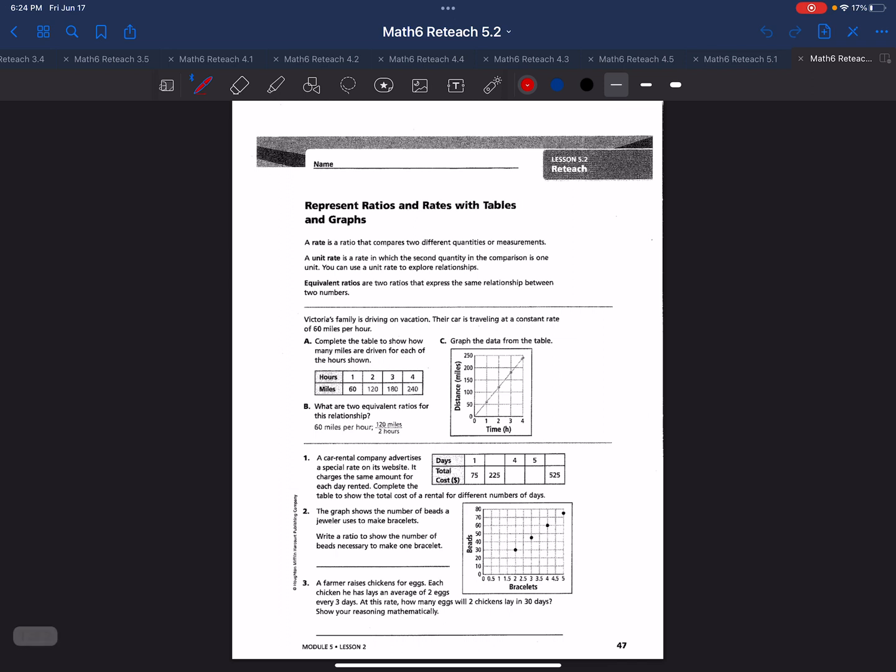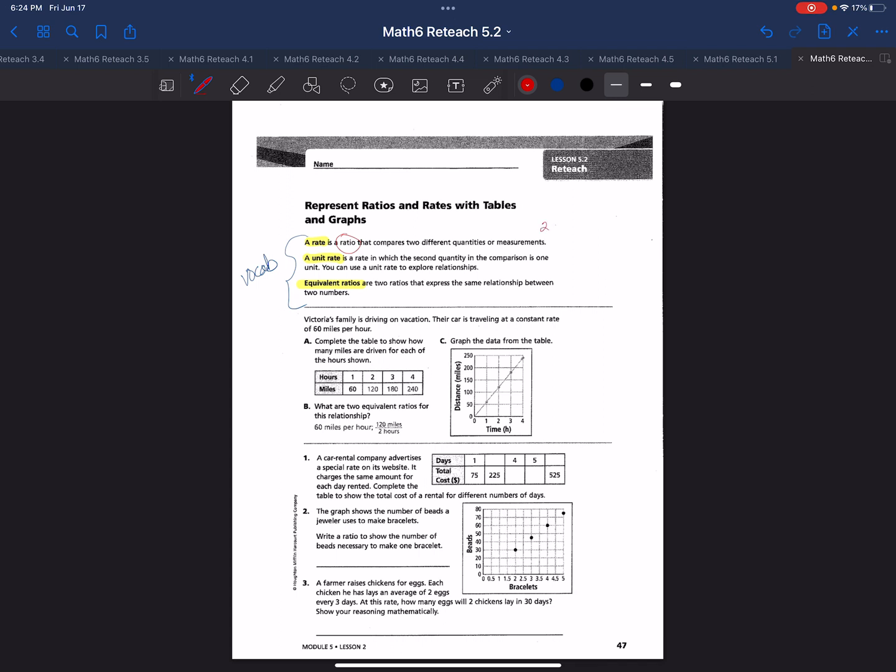So we have some vocabulary for today. We want to make sure we take the time to write these down. We have rate, unit rate, and equivalent ratios. So a rate is a ratio that compares two different quantities or measurements. For example, they're quantities that are in different units.